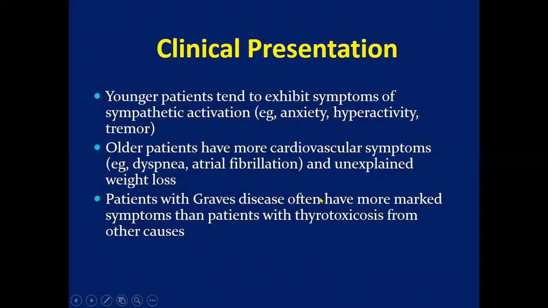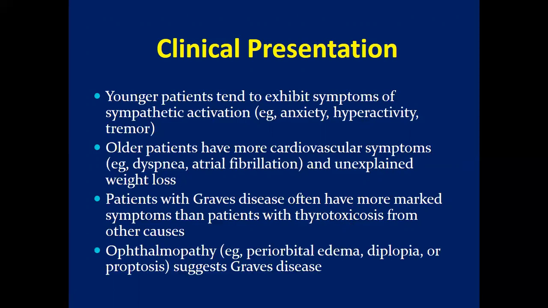Patients with Graves' disease often have more marked symptoms than patients with thyrotoxicosis from other causes. This is a point to be noted. Those patients who clearly have Graves' disease will have more marked symptoms as compared to other cases like autoimmune disorders, granulomatous or Hashimoto's, which may not have such pronounced symptoms or signs. Ophthalmopathy, periorbital edema, diplopia, or proptosis are clear indications of Graves' disease.